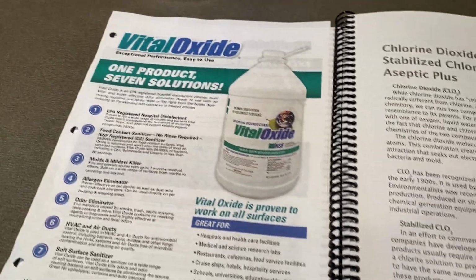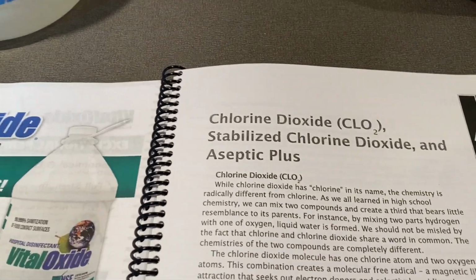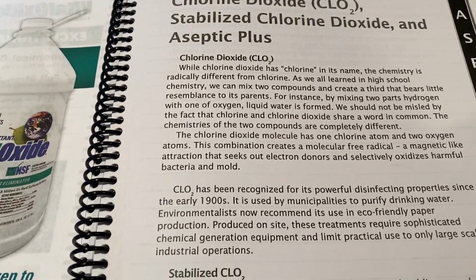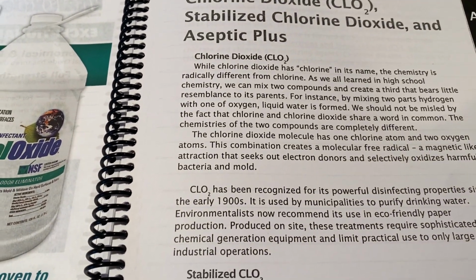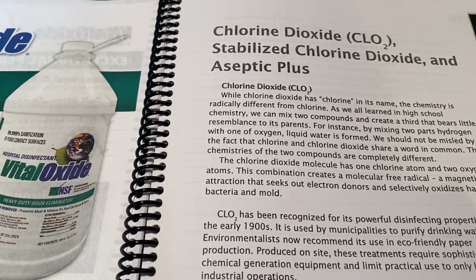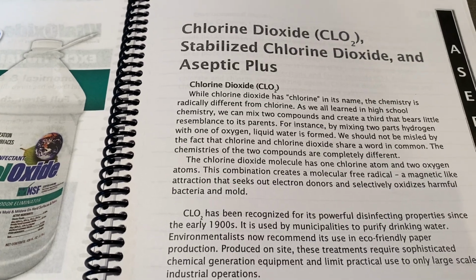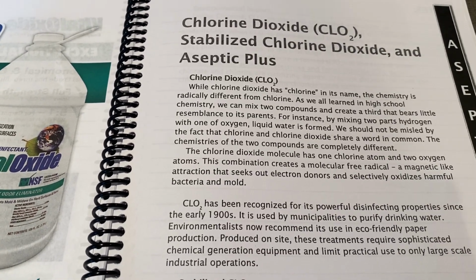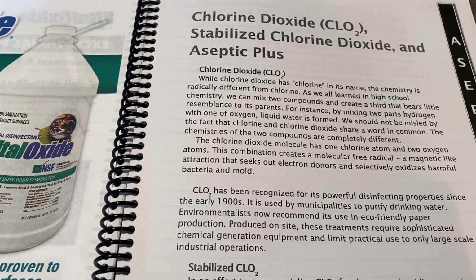So what exactly is chlorine dioxide, or ClO2? And this will pretty much explain it right here. While chlorine dioxide has chlorine in its name, its chemistry is radically different from chlorine. As we learned in high school chemistry, we can mix two compounds and create a third that bears little resemblance to its parents. For instance, by mixing 2 parts of hydrogen with 1 of oxygen, liquid water is formed.